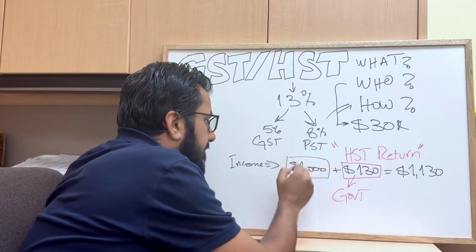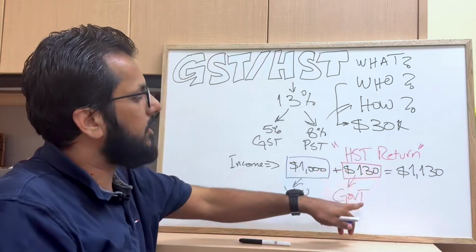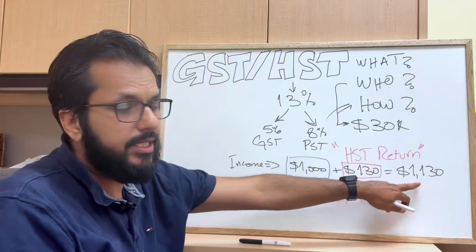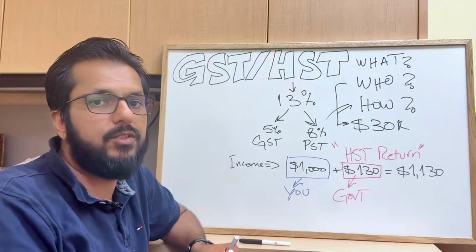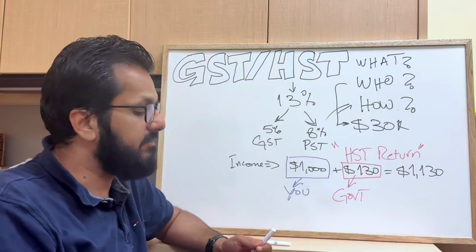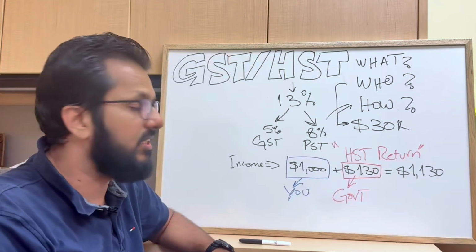$1,000 is your income. This goes to you, but this $130 goes to the government. So you will receive $1,130. Out of that, $1,000 is yours, $130 is for the government. Don't mess up, okay? Because the CRA, the government, they take HST very seriously. So you have to take it seriously as well.